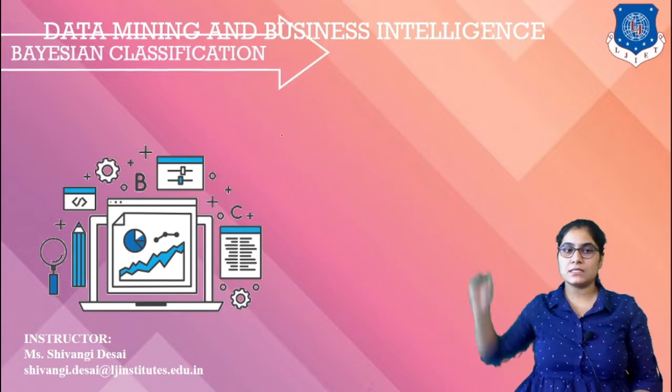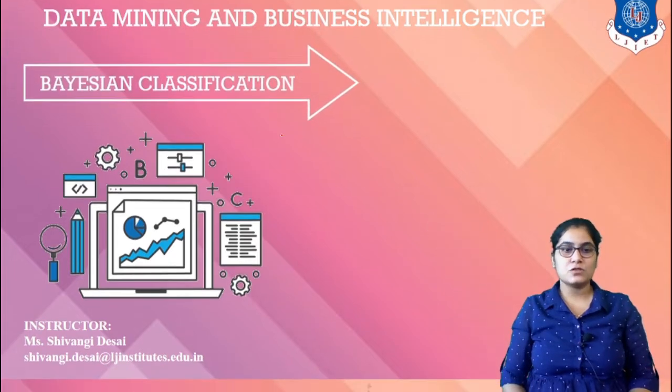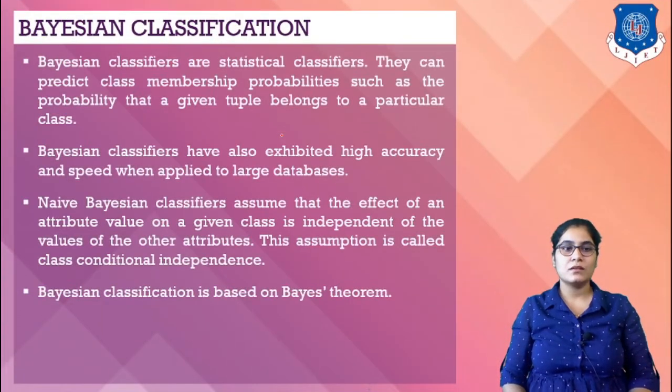Today our topic is Bayesian classification. So let's get started. Bayesian classifiers are statistical classifiers. They can predict class membership probabilities, such as the probability that a given tuple belongs to a particular class. Bayesian classifiers have also exhibited high accuracy and speed when applied to large databases.